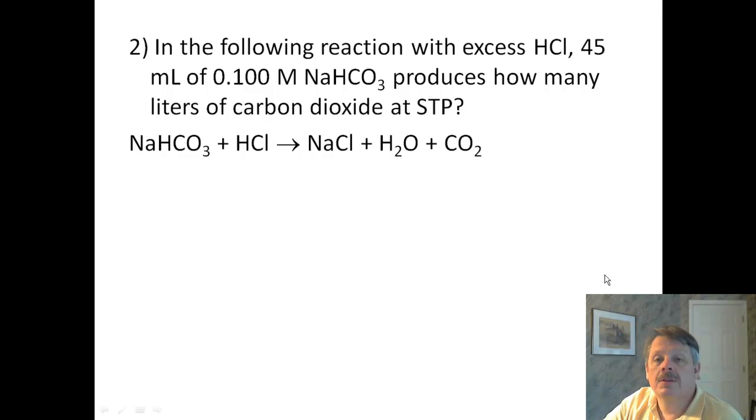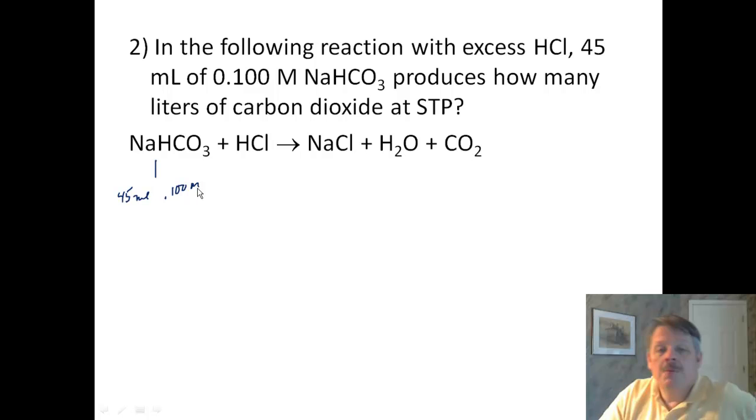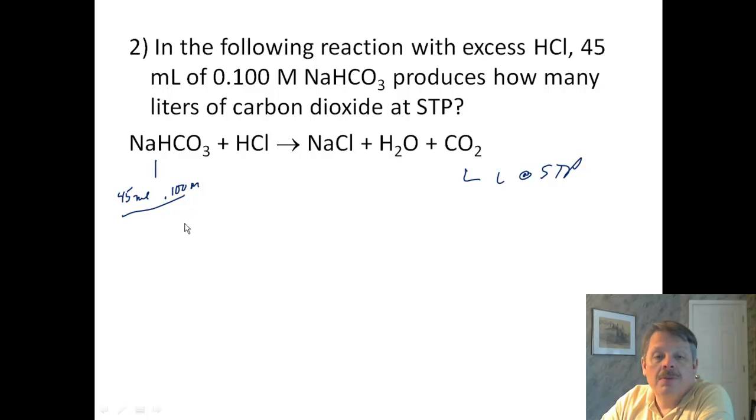We have excess hydrochloric acid, so hydrochloric acid is not my limiting reactant. So I have 45 milliliters of this sodium bicarbonate solution, which is 0.100 molar. It's asking me how many liters of carbon dioxide at STP. Liters at STP. Well, the nice thing is I don't have to use PV = nRT. So, okay, we're given this information. We have a molar relationship. All of our coefficients are 1.